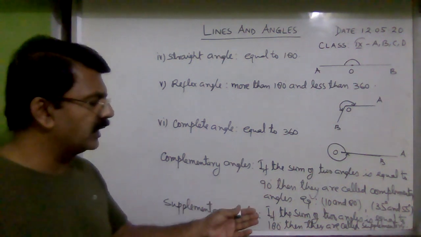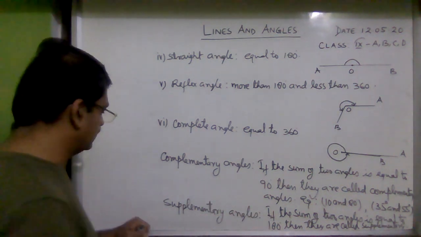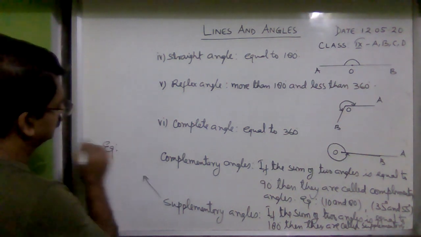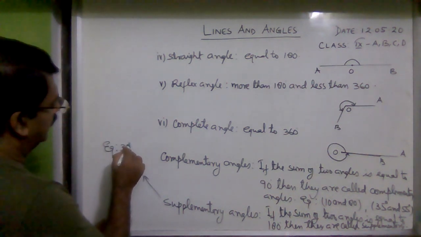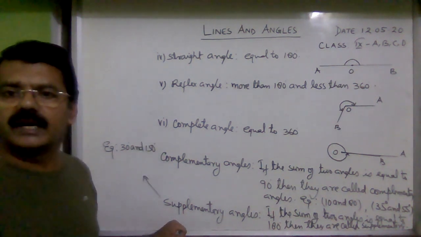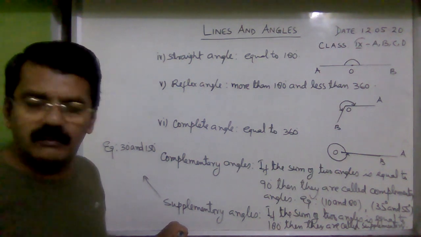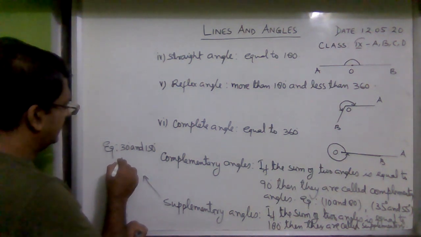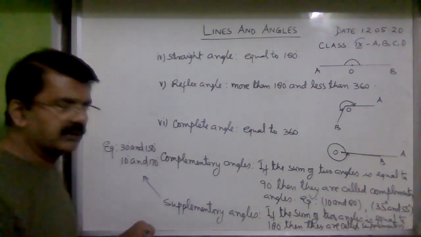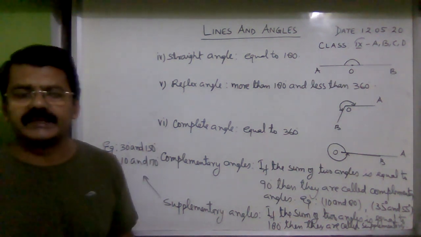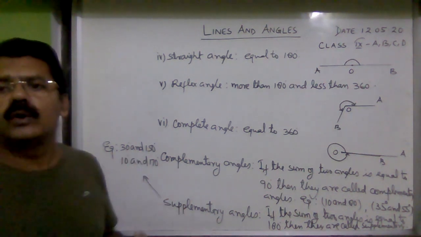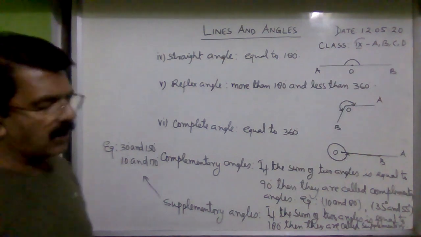Now if we give you examples of supplementary angles, say 30 degree and 150 degree, because if you add 30 and 150, the sum will be 180. One more example we can see 10 degree and 170 degree, because again 10 plus 170 gives you 180. So they are all supplementary angles. I hope it is clear to all of you what supplementary angles and complementary angles are.